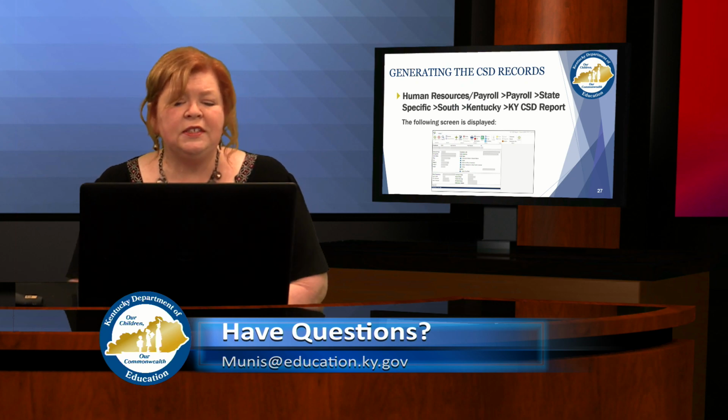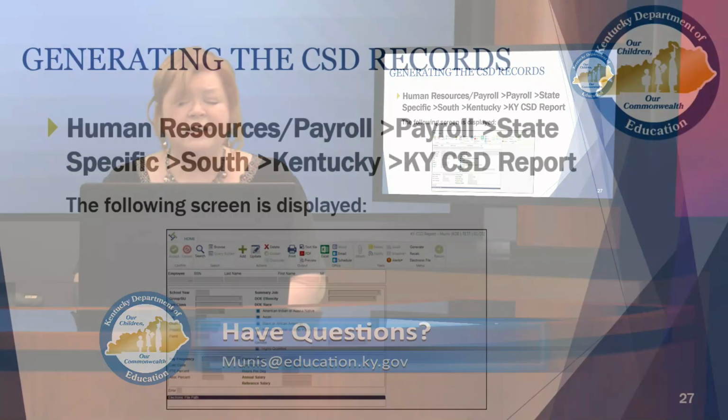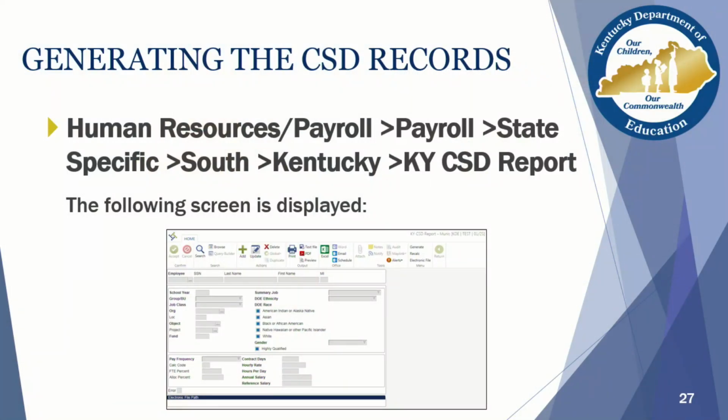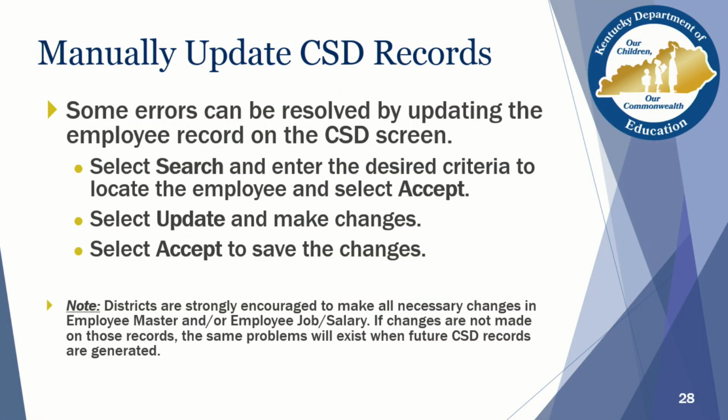So generating the CSD records is simply your path to the CSD report and the screen that will appear. You can manually update CSD records. Some errors can be resolved by updating the employee record on the CSD screen. You'll select Search, Update, make your changes, and click Accept. But the thing to remember is that by manually updating the CSD records, that does not update things in the system. It does not update employee master or job class. You want to be sure that you go back into Munis and update those things as well.